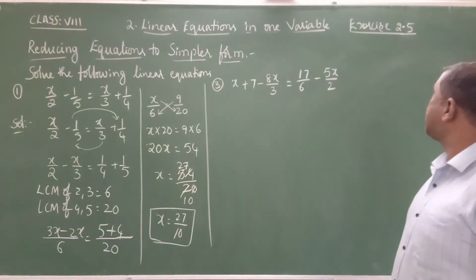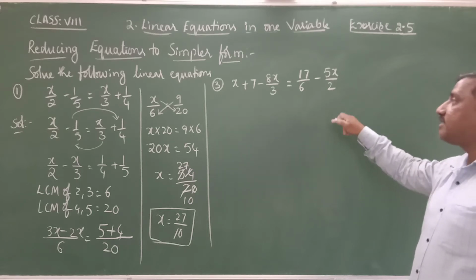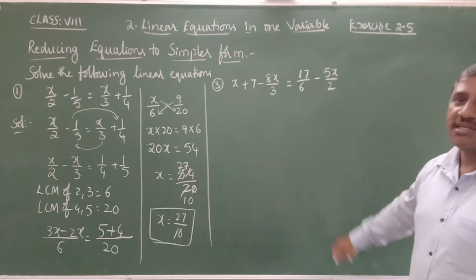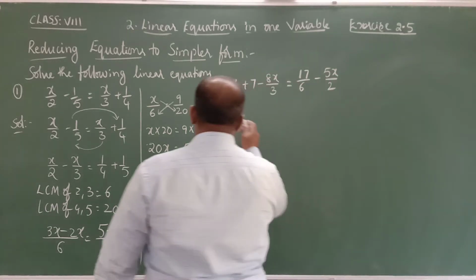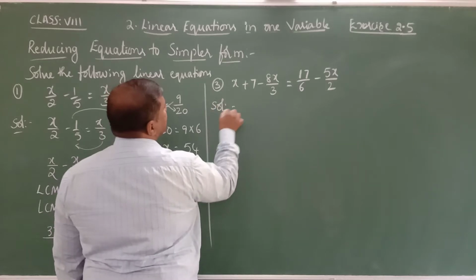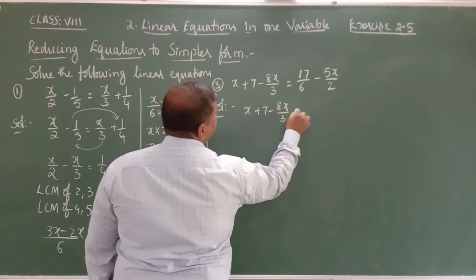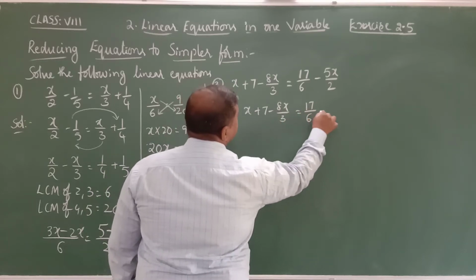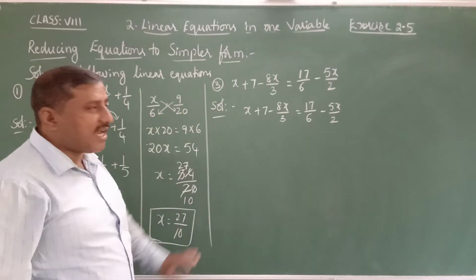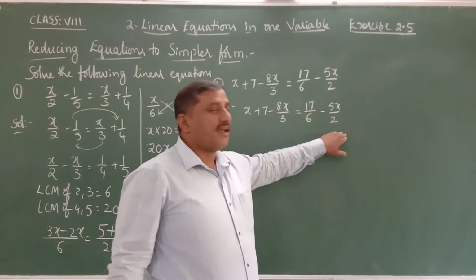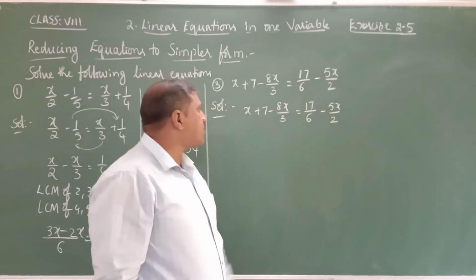So now we will discuss one more question, that is the third question. x plus 7 minus 8x by 3 is equal to 17 by 6 minus 5x by 2. So write the given equation as x plus 7 minus 8x by 3 is equal to 17 by 6 minus 5x by 2. Now here we have variables on both the right hand side and left hand side. So transpose variables to one side and constants to the other side.